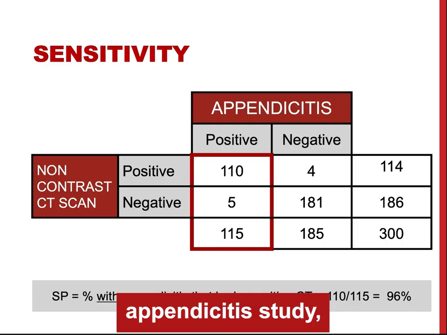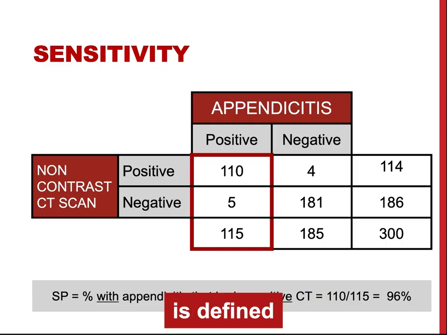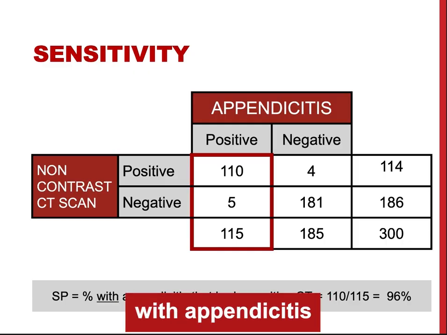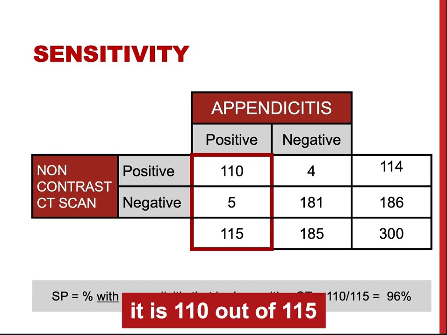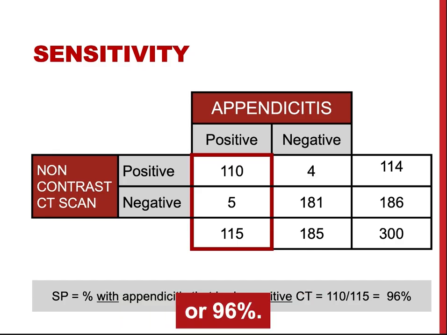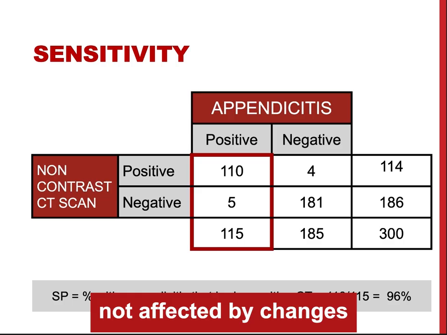In the appendicitis study, the sensitivity is defined as a percentage of patients with appendicitis that had a positive CT scan. In this study, it is 110 out of 115, or 96%. Note that sensitivity is calculated vertically and is therefore not affected by changes in prevalence.